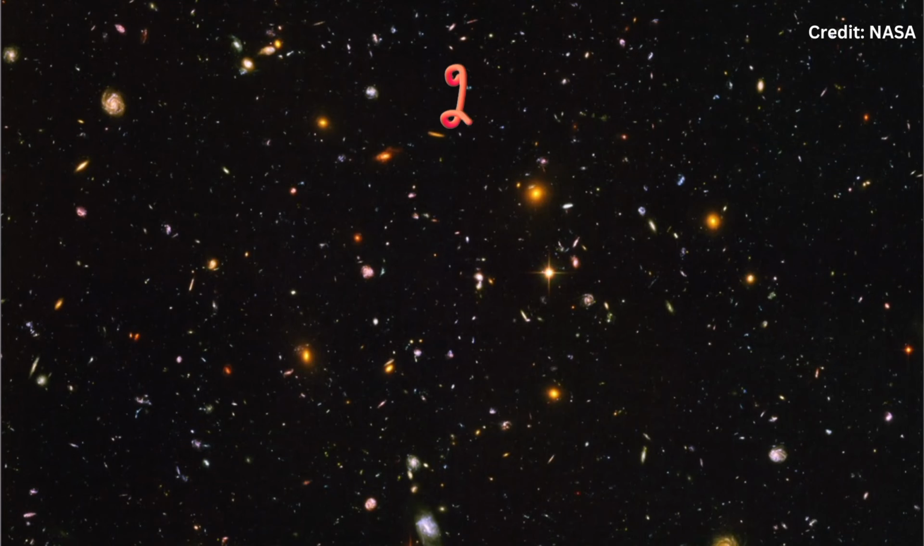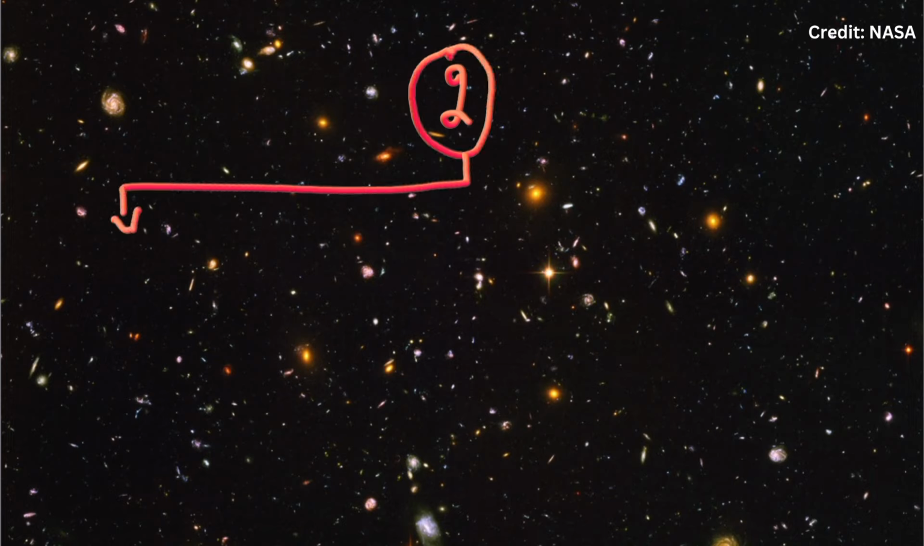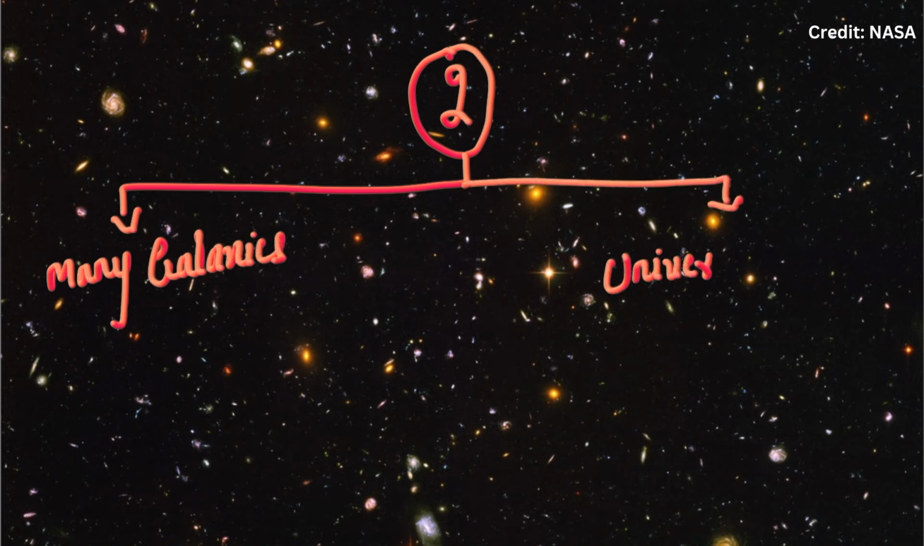So, what were the two important discoveries made by Edwin Hubble? One, he said that there is not one galaxy but billions of galaxies in the universe. And second, he said that the universe is not static but it is expanding. The space between galaxies is increasing.